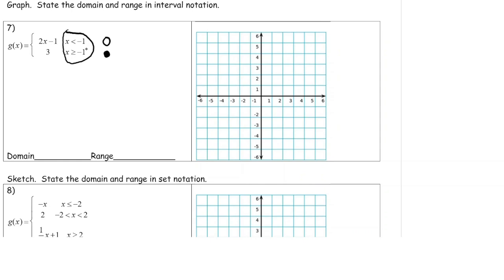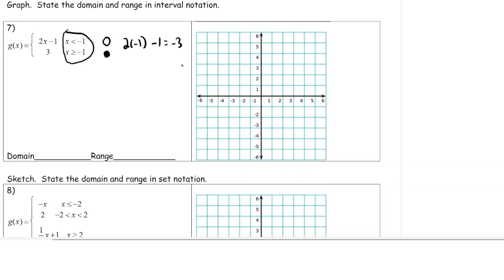All right, so let's do the top rule. If I took negative 1 and plugged it into the function, I would get 2 times negative 1 minus 1, which is negative 3. So that means at negative 1, I have the value negative 3, and I'm going to have an open circle.